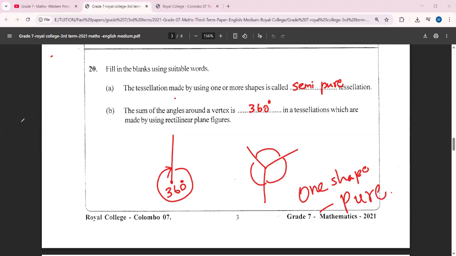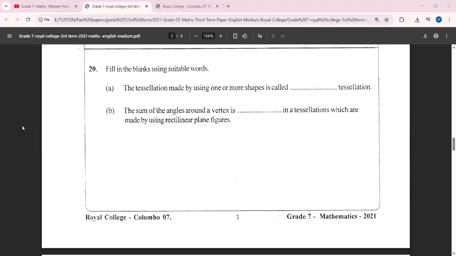So that's it for the first part of the lesson, or first part of the paper.